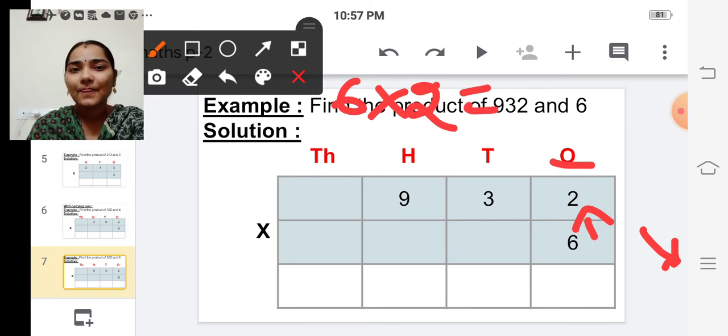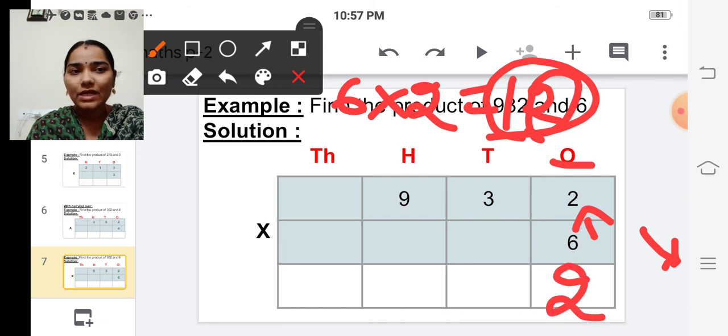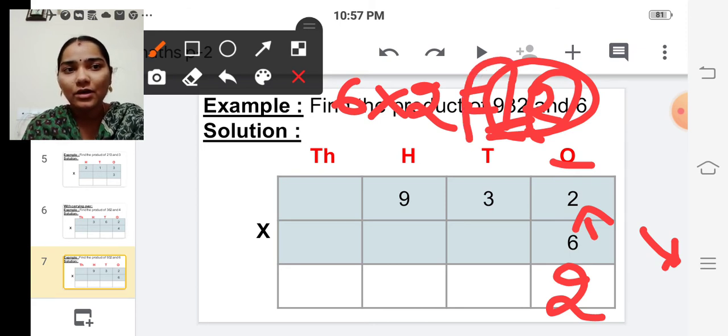6 twos are, think, 6 twos are 12, isn't it? So we have got a 2-digit number, isn't it? So what we have to do? We have to write this ones digit in the answer, and we have to carry over this tens digit to the next place. Here we are having tens place. So carry over this 1 to tens place.